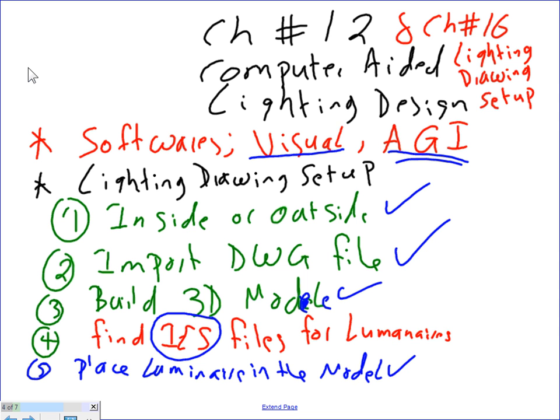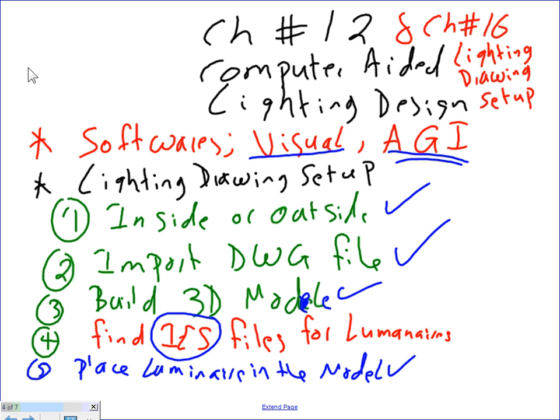Computer aided and lighting design. These are the two chapters that talk about how you use a computer to do all these calculations for you. You have done Visual for me. Each one of you is going to be doing 6 reports from Visual, printing it into your project. So this is a review of what we're going to be doing.